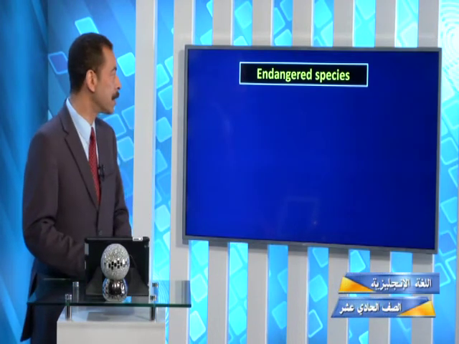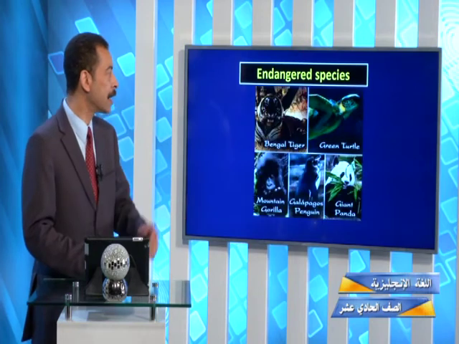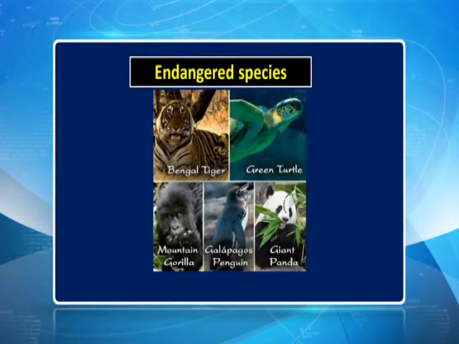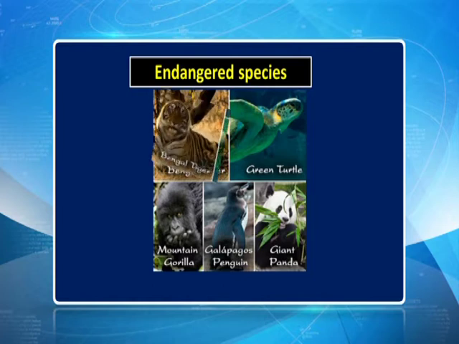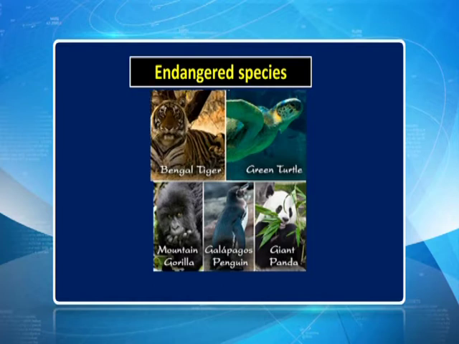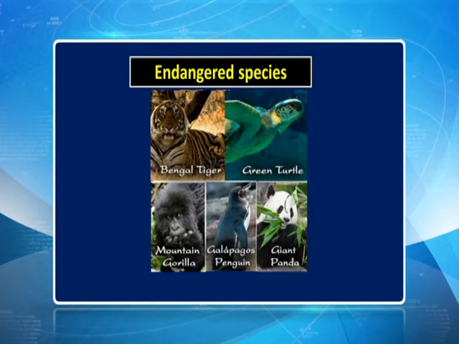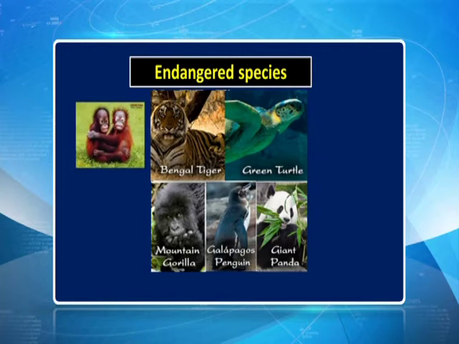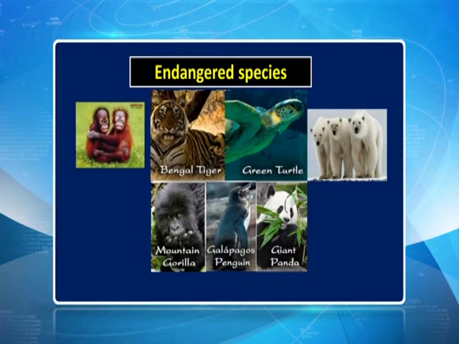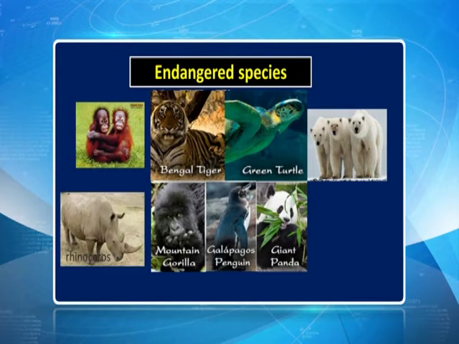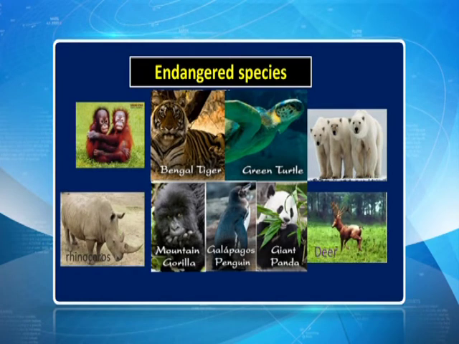We have a long list of animals which are endangered, like, as you can see on the first picture, the Bengal tiger and the green turtle. We also have the mountain gorilla, the Galapagos penguin, the giant panda, and of course other animals like the orangutan, the polar bear, the rhinoceros, and the deer.